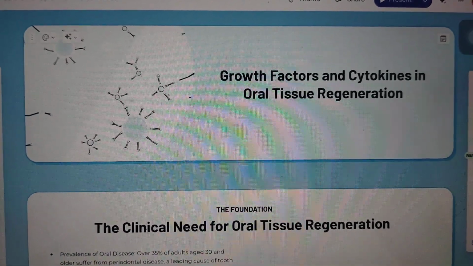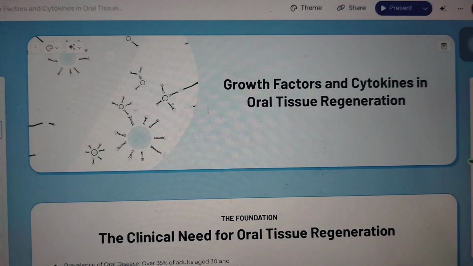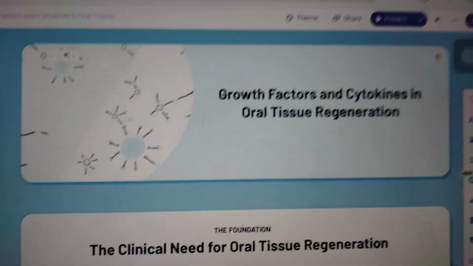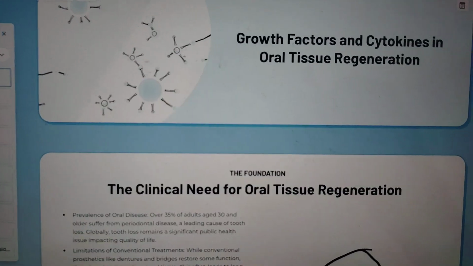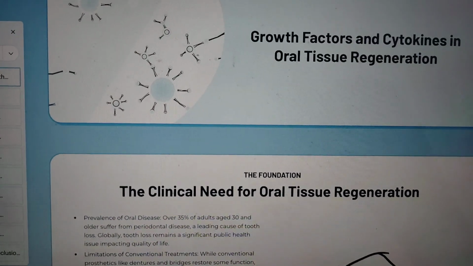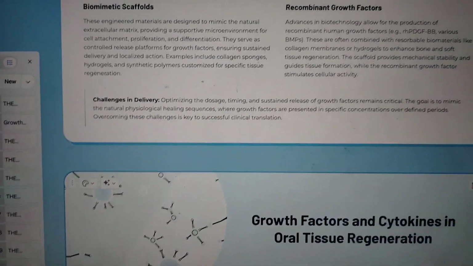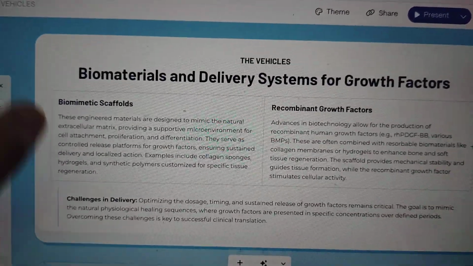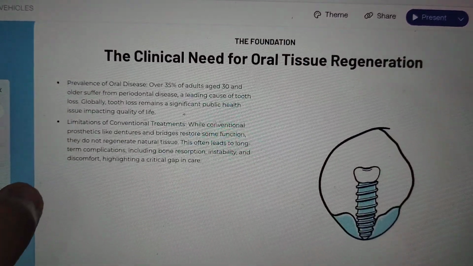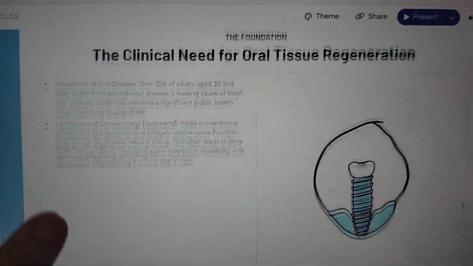Good morning, everyone. Today I will be discussing my seminar on the topic growth factors and cytokines in oral tissue regeneration, why there is a clinical need for oral tissue regeneration, and how it can be done. So, coming to the foundations first, the clinical need for oral tissue regeneration.